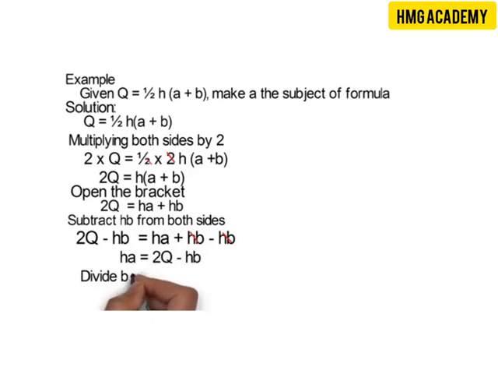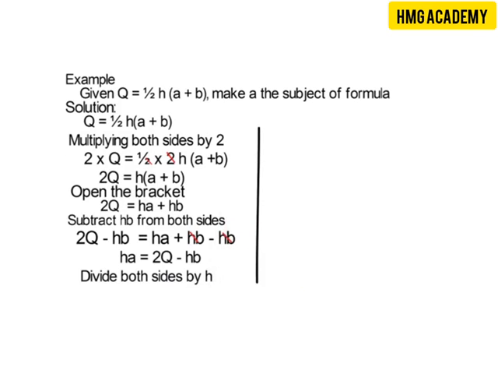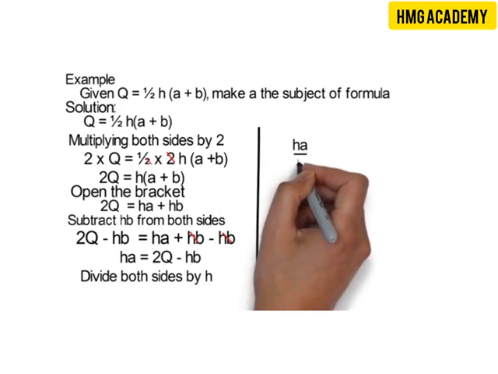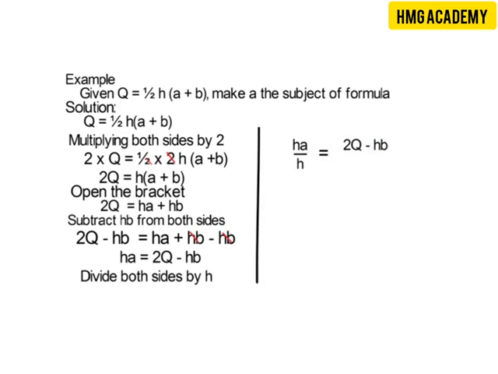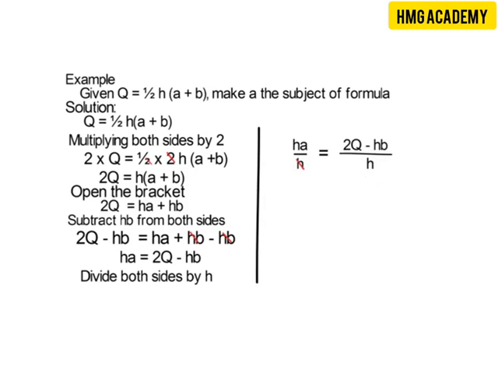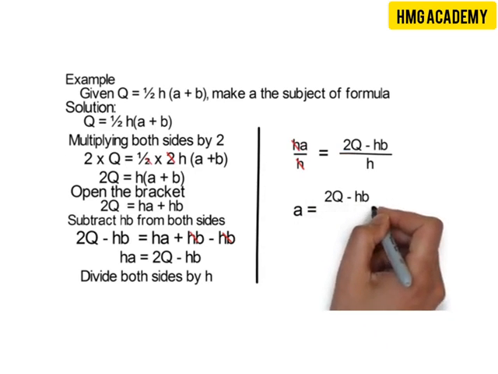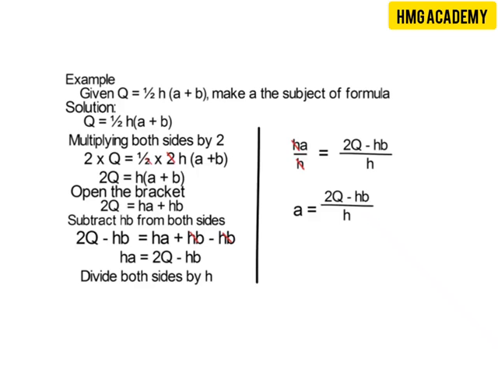So what do I do next? I divide both sides by h to eliminate h from a. So I have ha divided by h is equal to 2q minus hb over h. So h cancels out h here. So I have a equals 2q minus hb over h.